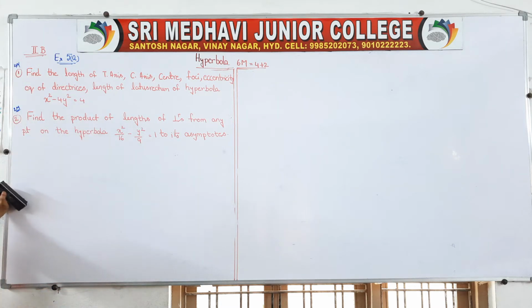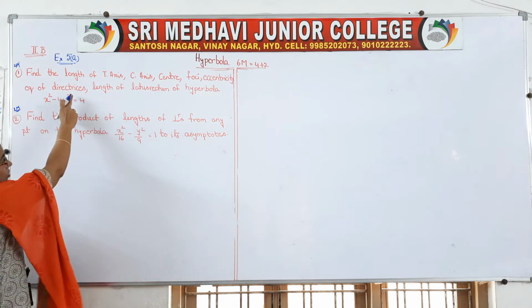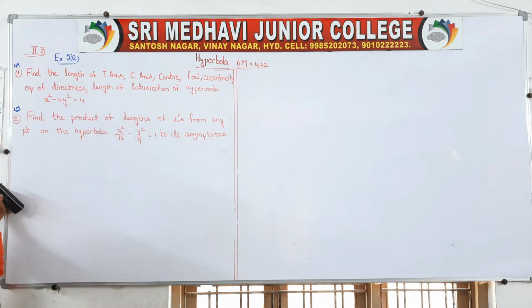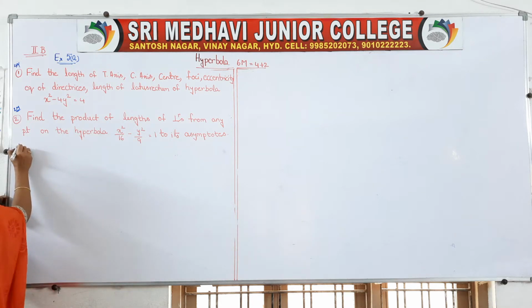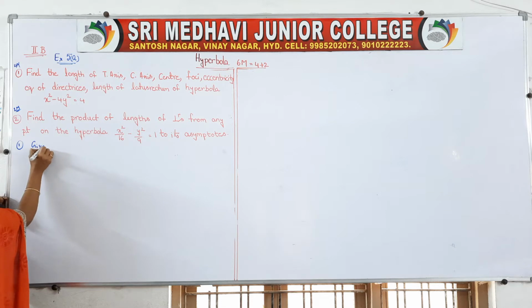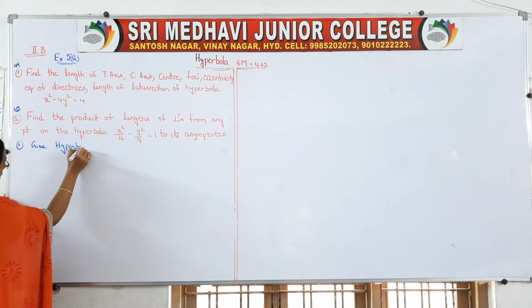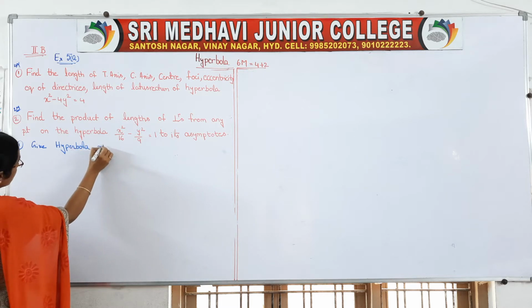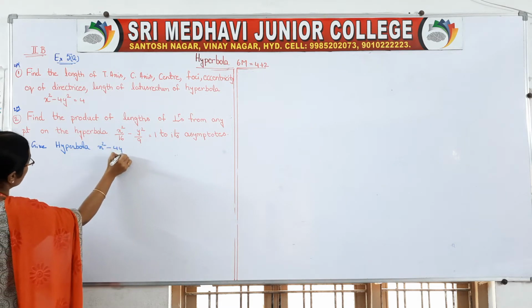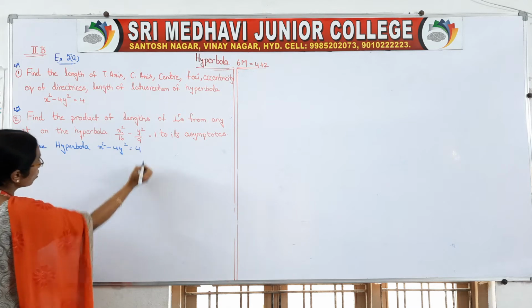Find the length of transverse axis, conjugate axis, center, foci, eccentricity, equation of directrices, and length of latus rectum of the hyperbola. Okay, so first, what is the given hyperbola equation? The given hyperbola equation is x square minus y square is equal to 4.